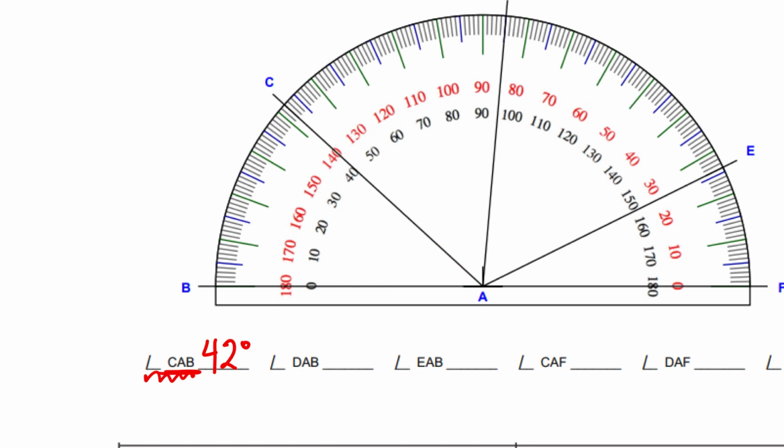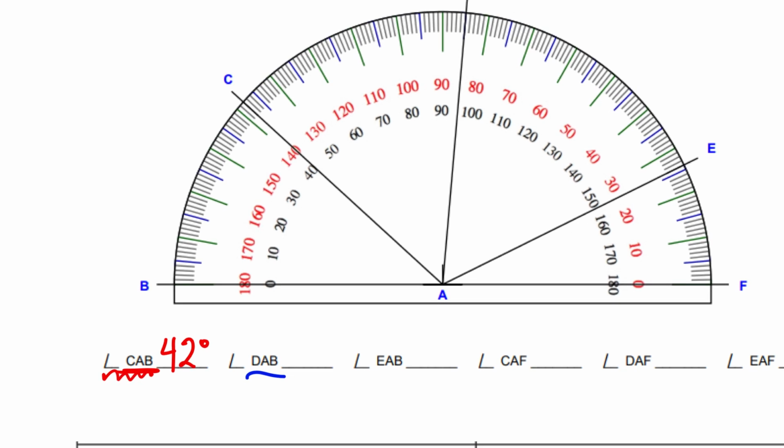All right, next one is angle DAB. So here's DAB, so it's talking about this angle right here. This angle is more than 90, so I'm looking at the bigger numbers. It's somewhere between 90 and 100, so it's right at 95 degrees.